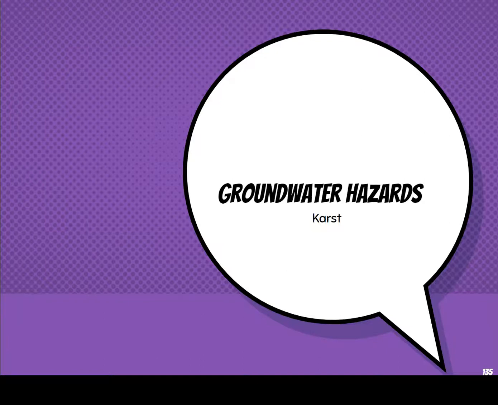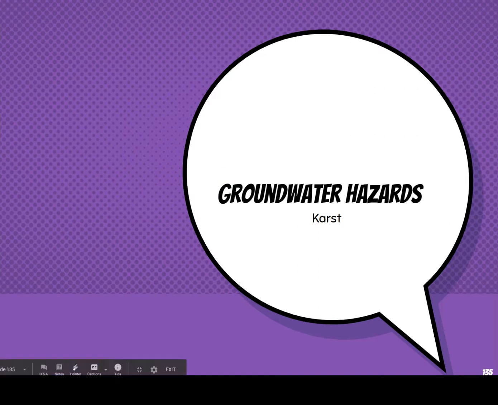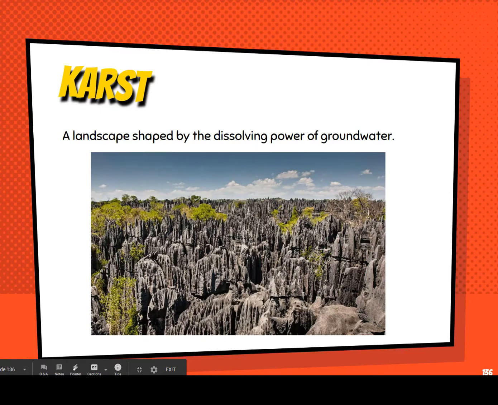So I've been looking at a lot of groundwater issues, and in this particular video, we're going to look at groundwater hazards in the form of karst. So what exactly is karst? Karst is defined as a landscape shaped by the dissolving power of groundwater.